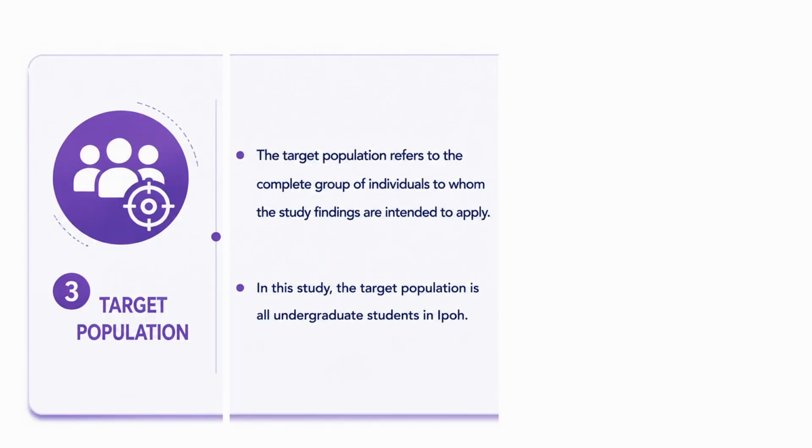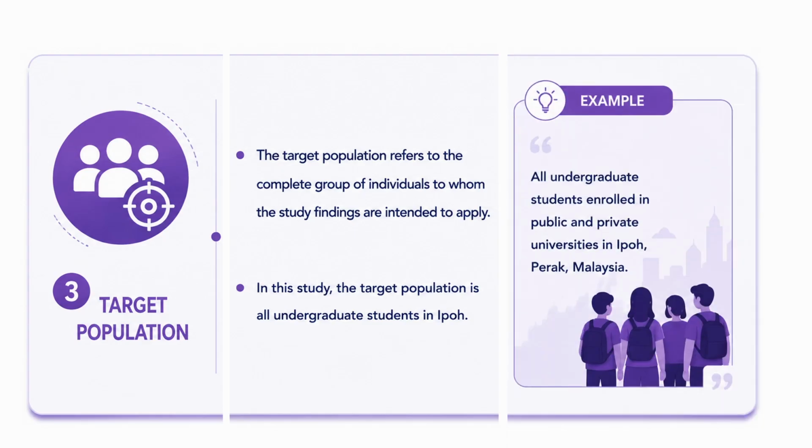Target population. Target population refers to the complete group of individuals to whom the study findings are intended to apply. In this study, the target population is all undergraduate students. Even if we select a sample from that target population and conduct the study, the findings will be applied to the target population. All undergraduate students enrolled in public and private universities in Ipoh, Perak, Malaysia will be the target population.